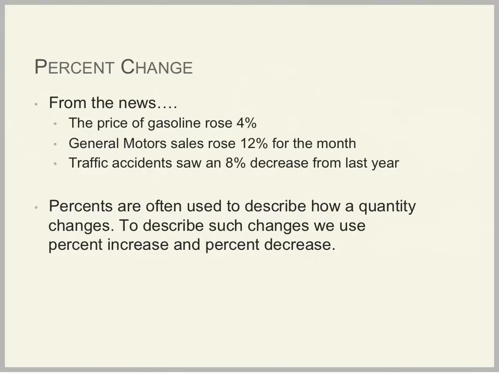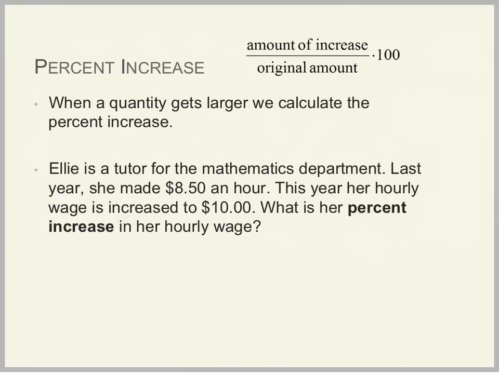Another usage of percents often talks about change. The price of gasoline rose 4%. General Motors sales rose 12% for the month. Traffic accidents saw an 8% decrease. These percent changes are often found in the news. But again, how do we calculate this? A percent increase or a percent decrease can be modeled through the formula of the amount of increase divided by the original amount times 100 to give us a percentage.